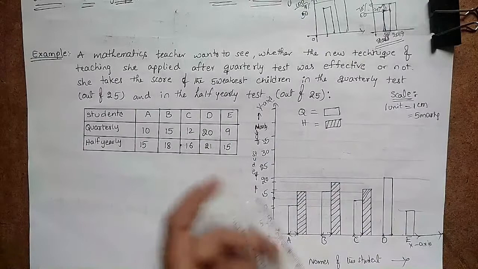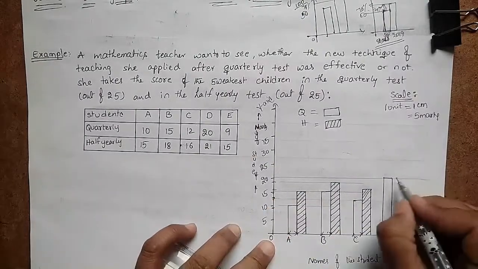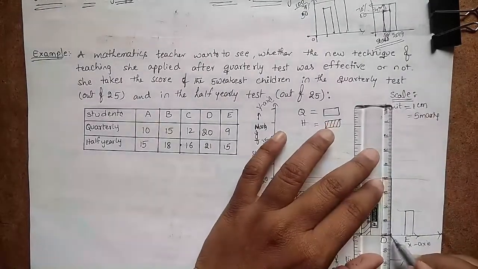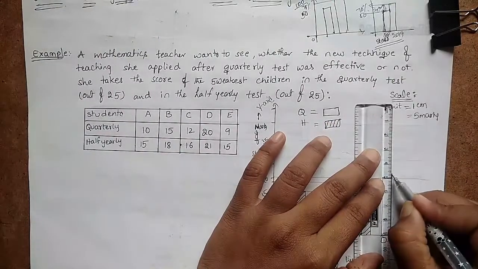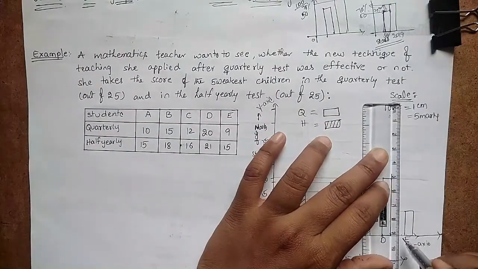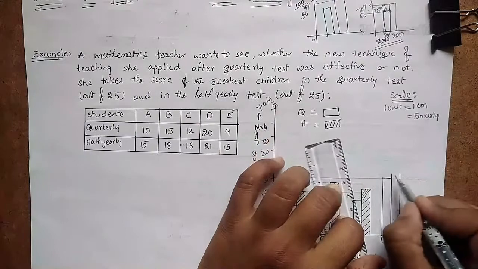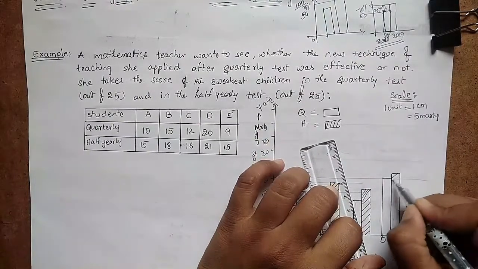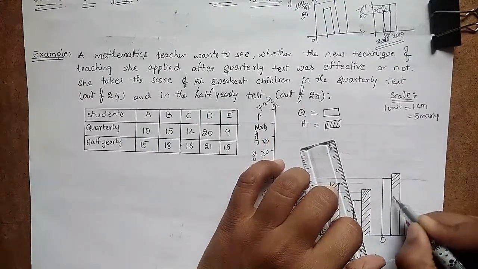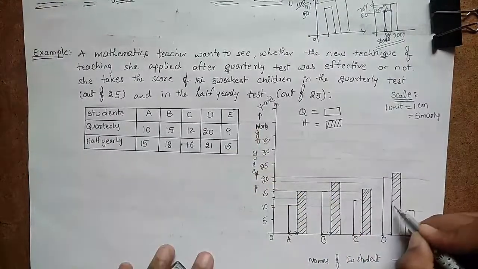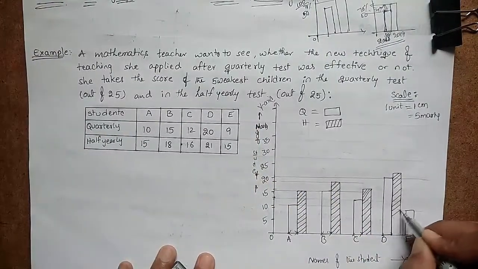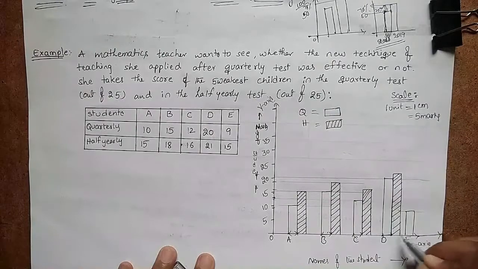Next, D is nothing but 21. This is the 20, and the 21 is just above it. So we have to take just 1 centimeter, 0.1 millimeter. This was the half yearly. So we can easily tell that 1 mark is extra for the given D data. So this was the representation of half yearly.